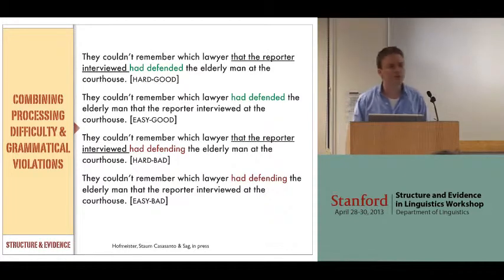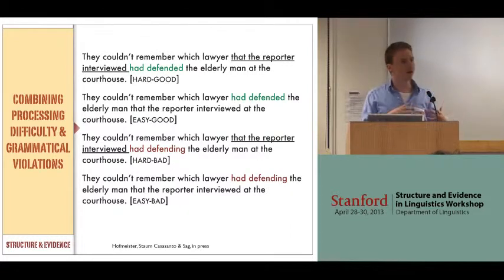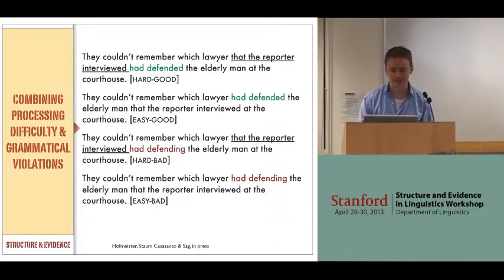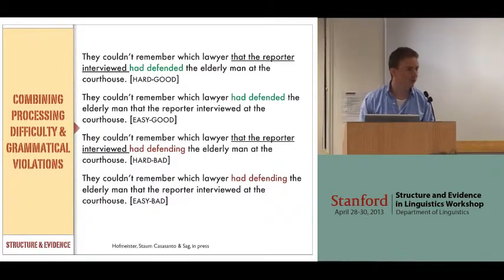So the difference is whether you have a long or short dependency, right? This underlying material interposes some material between a filler and a subcategorizing element. So they couldn't remember which lawyer that the reporter interviewed had defending, and now you have, in addition to this increased distance, when we compare it to this case here, so which lawyer is right next to had defended, you've also got an error here on top of this.